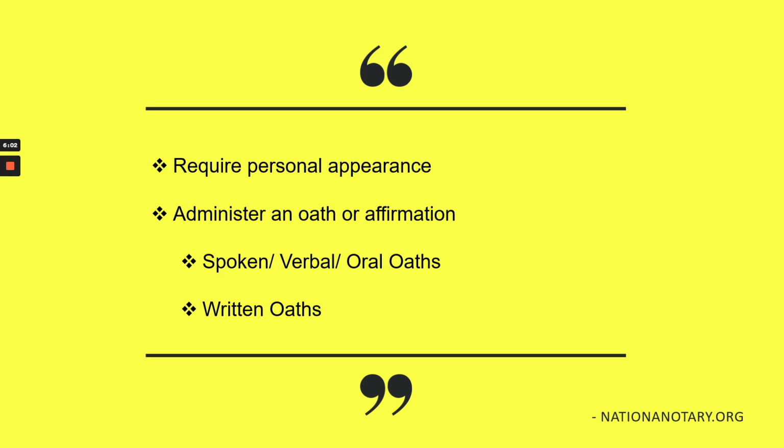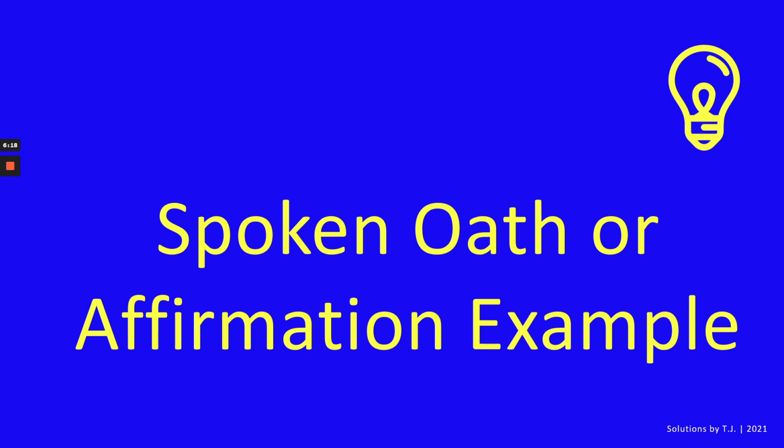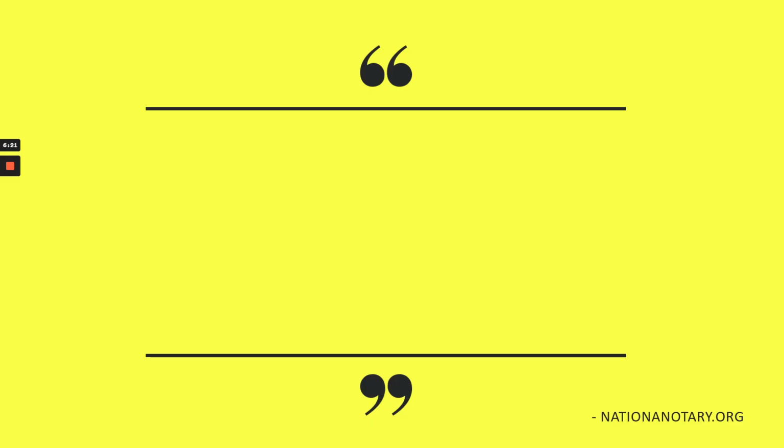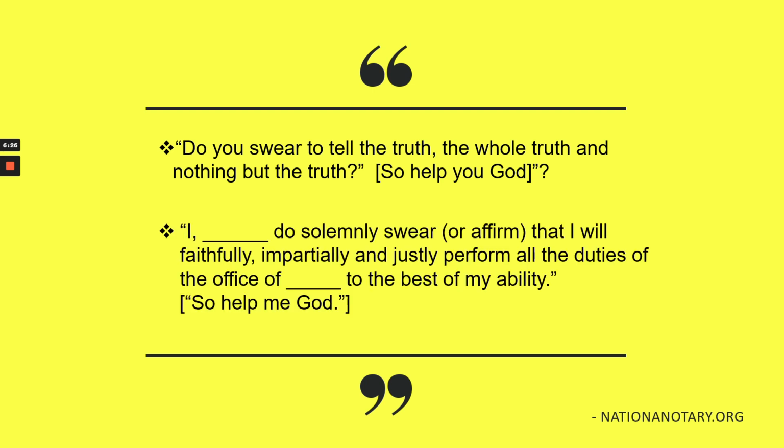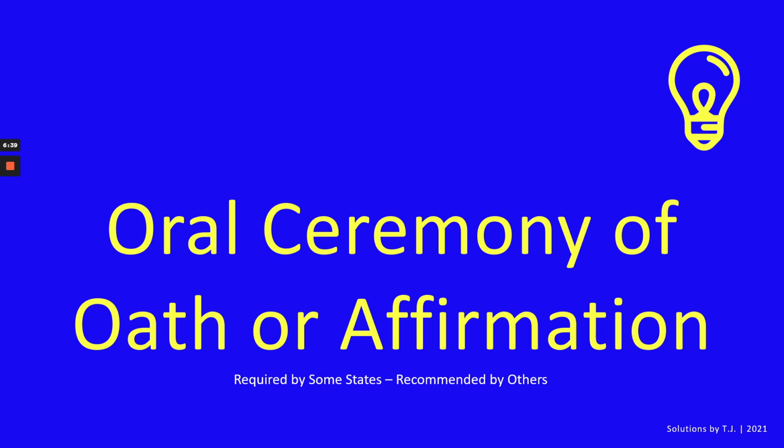Okay, so you have to require a personal appearance. These are your responsibilities. You require a personal appearance. You administer the oath or affirmation, and they can do it spoken or it can be written. And we've gone through this before. The spoken oath or affirmation, here's an example. Do you swear to tell the truth, the whole truth, and nothing but the truth? So help you God. Or I, Tanya Johnson, do solemnly swear that I will faithfully, impartially, and justly perform all duties of the office of Notary Public to the best of my ability. So help me God.